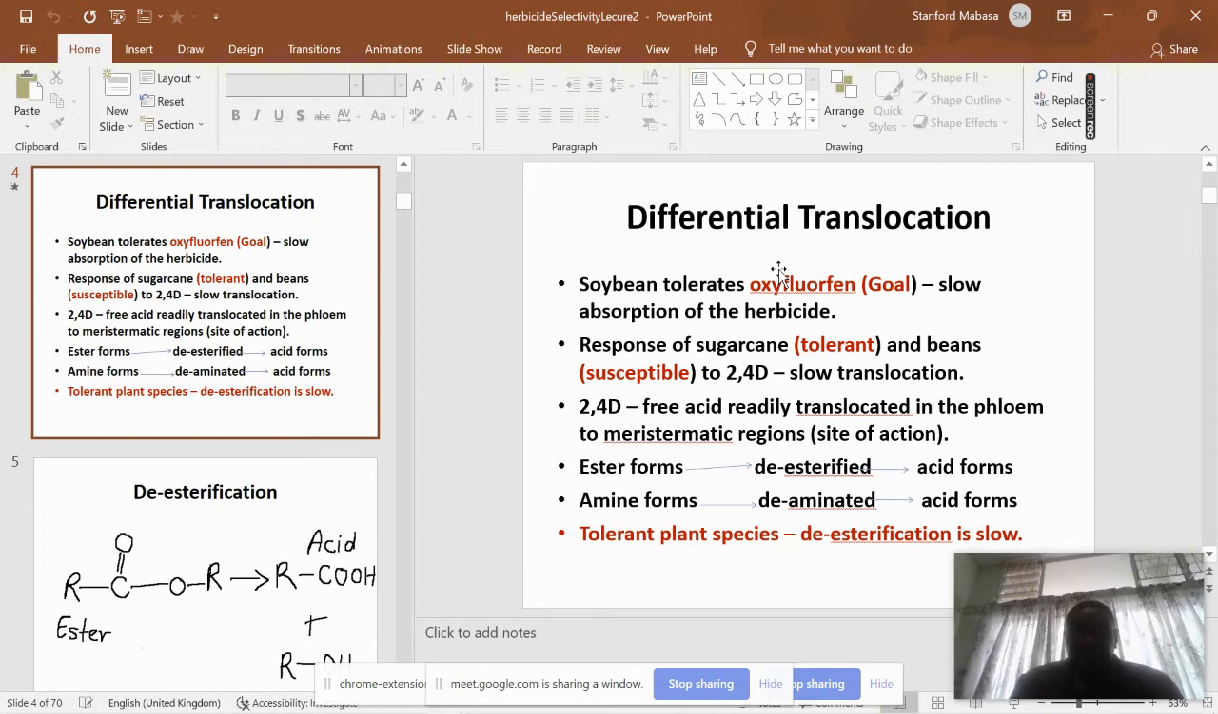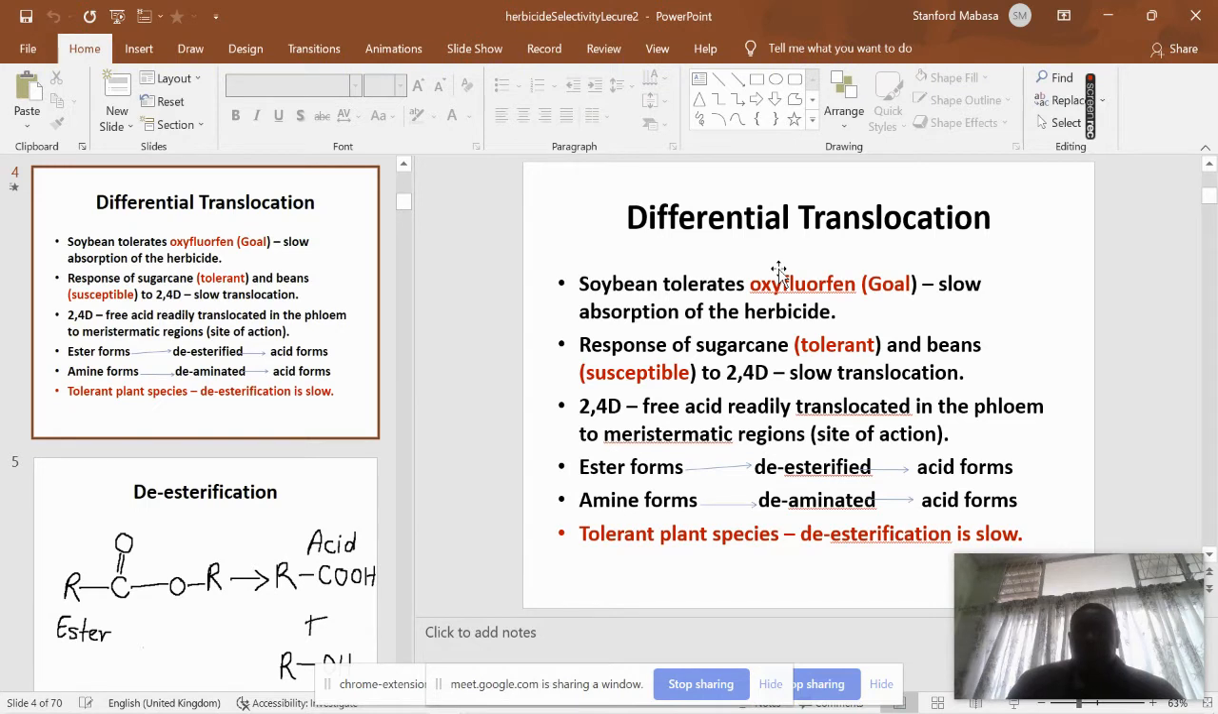Now, 2,4-D free acid, if 2,4-D is in the form of an acid, it can readily be translocated in the phloem to the meristematic regions, which is the site of action that's causing damage. Now, sometimes we formulate 2,4-D as an ester form so that it gets deesterified to form acid forms. Amine forms can also be deaminated to form acid forms.